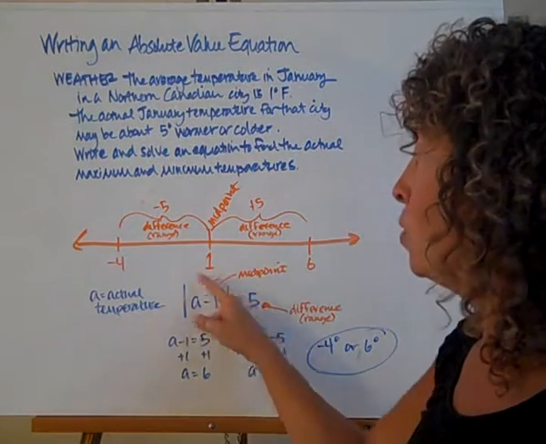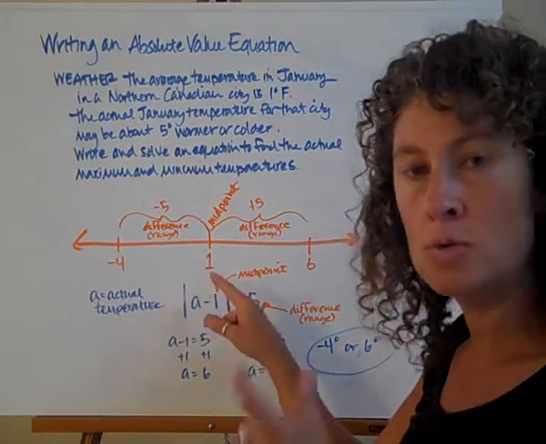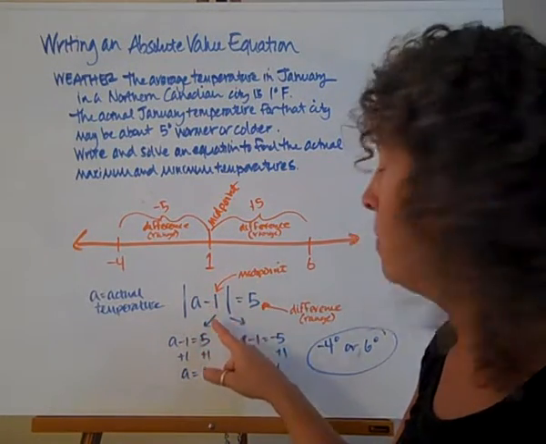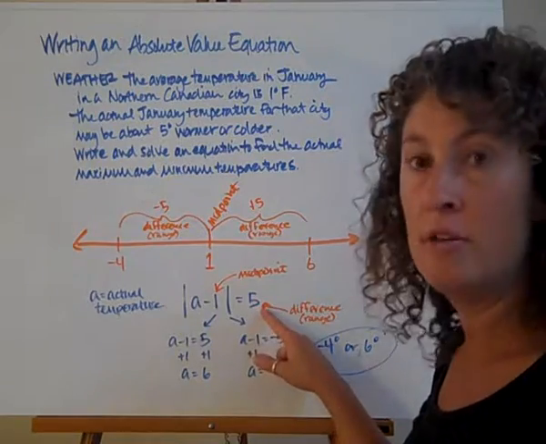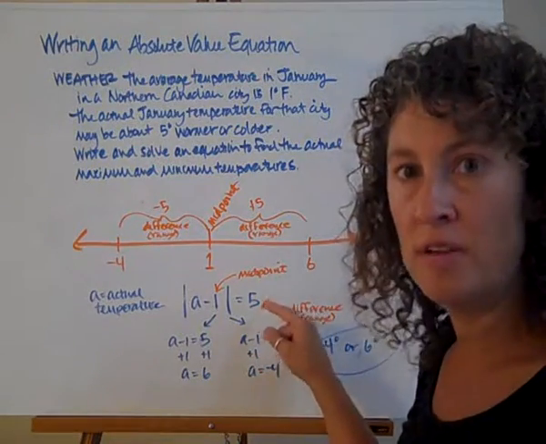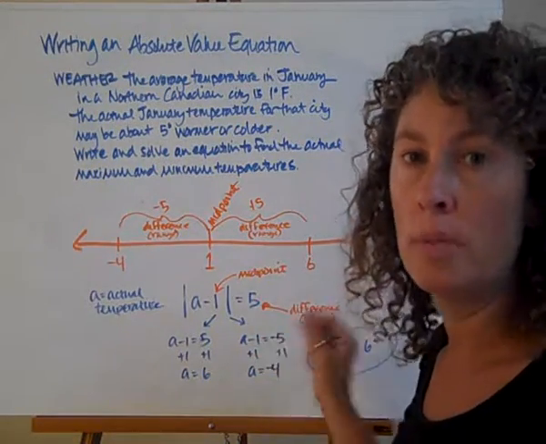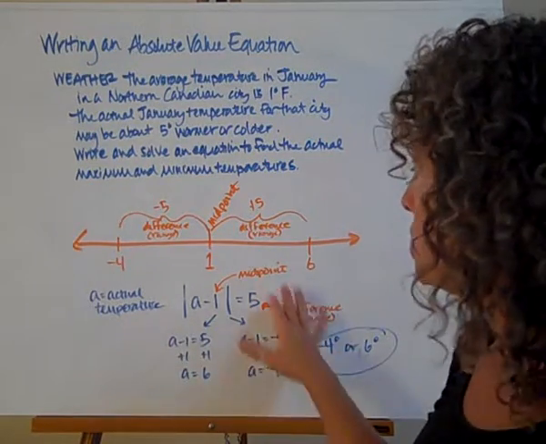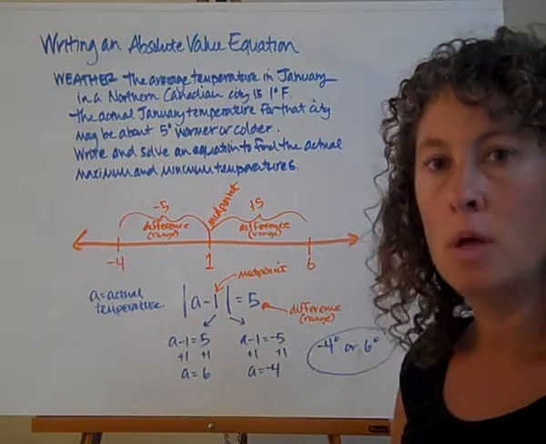And I want to find out when those extreme temperatures, when their difference, their range away from that midpoint, is going to be 5. Again, it's a positive 5 here because I'm not worried about direction. I'm not worried about if it's less than my midpoint or if it's greater than my midpoint. So here's my basic setup for an absolute value equation.